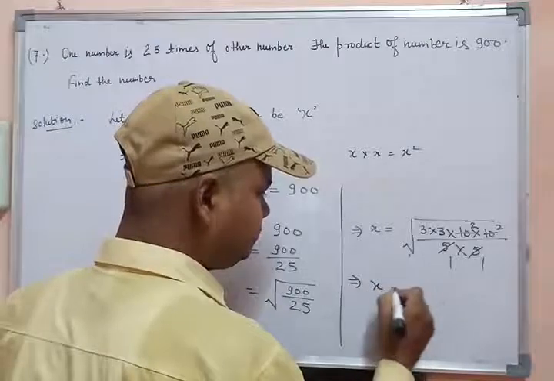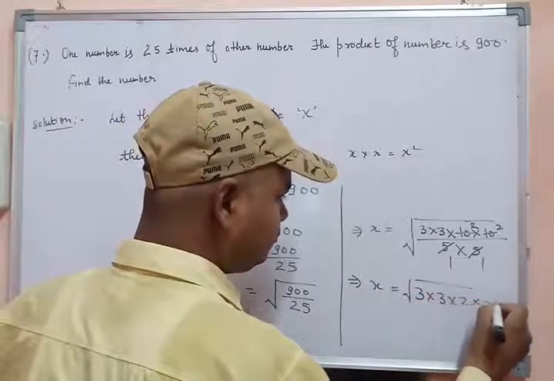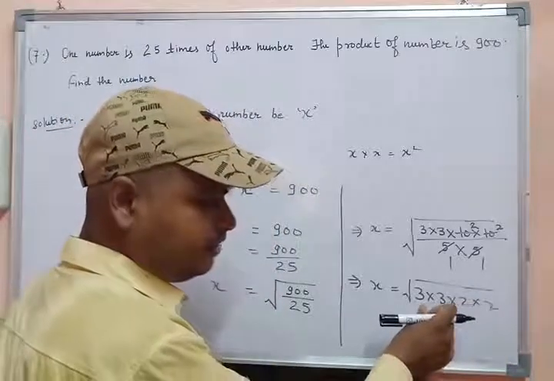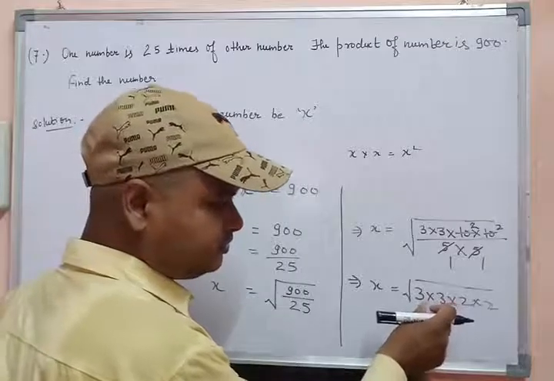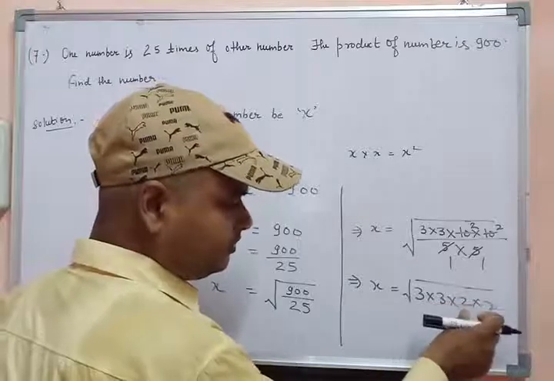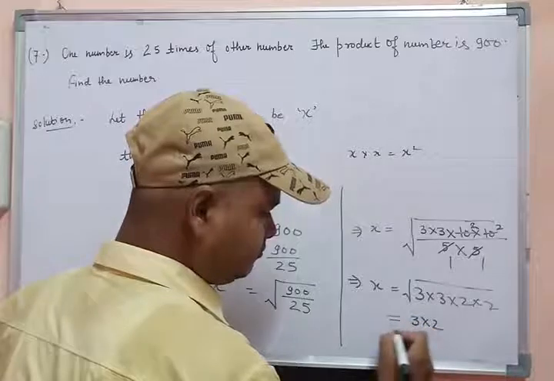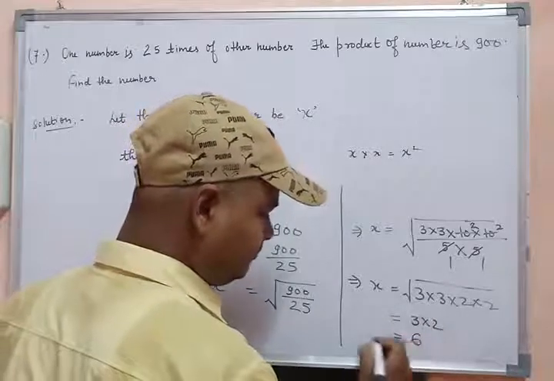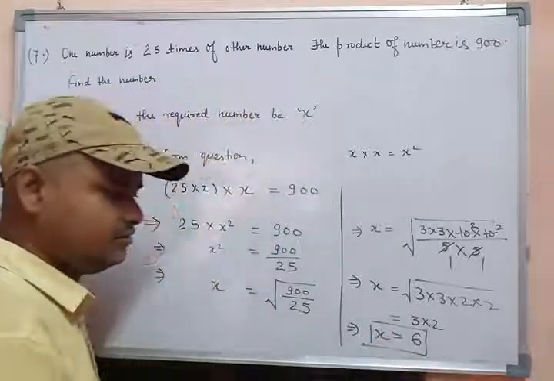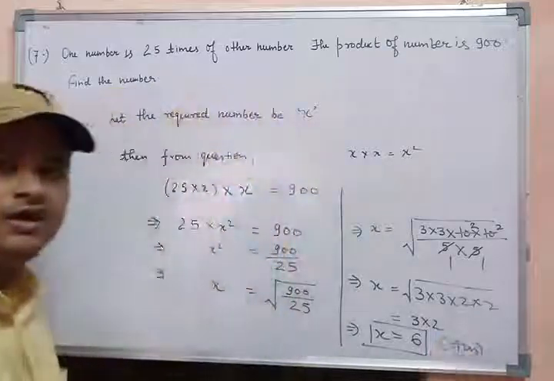Then it can be written as 3 into 3 into 2 into 2. So here you have seen that one pair of factor is 3 and one pair of factor of 2. Then it can be written as 3 multiplied by 2. Then we will get 6. So 6 is the required number. This is the answer of this question.